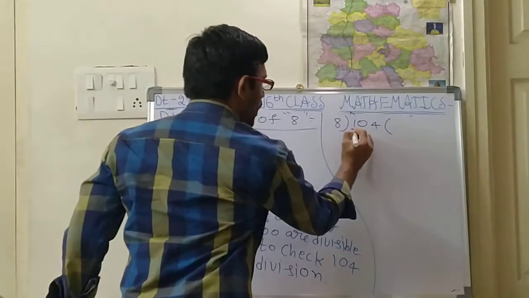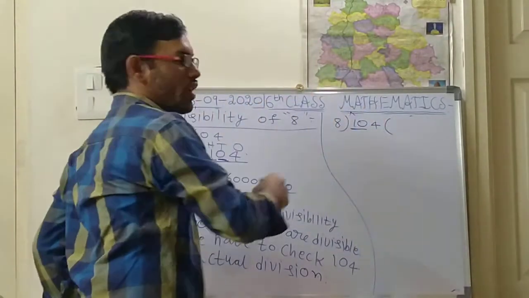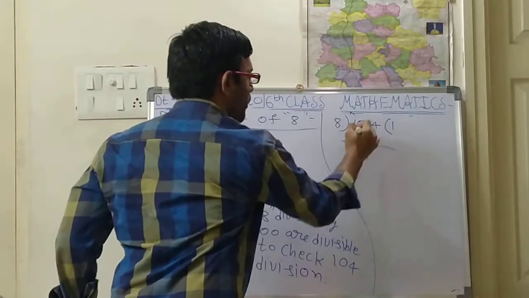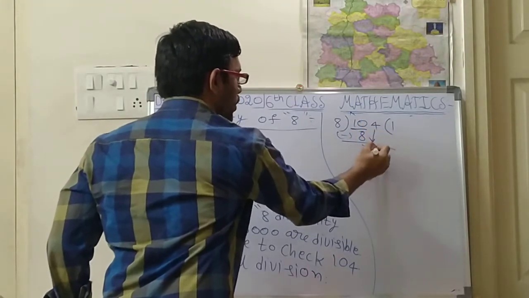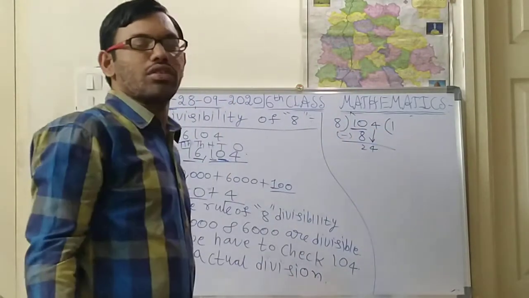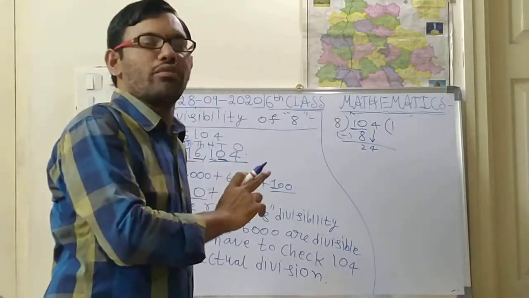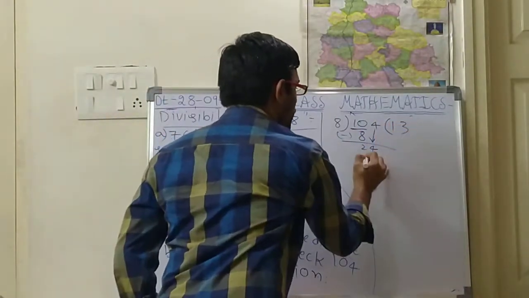So first take one digit, 1, which is less than 8. So take 2 digits. Okay. So 10. So 8 ones 8. Okay. 10 minus 8 is 2. Okay. So next take one more number, 4. Is 24 divisible by 8 or not? So will 24 be in the 8 table or not? So yes, 8 3s are 24.